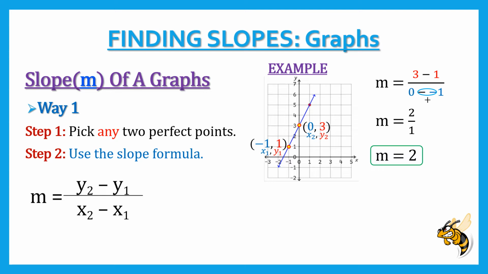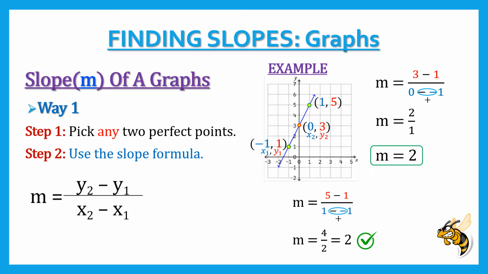Now let's investigate. Does it matter which two perfect points we use? Will we get the same answer? So this time I'm going to use 1, 5, and we're going to see if it will give us the same result, which is 2. So m is equal to 5 minus 1 over 1 minus -1. Those become a plus, so therefore it'll be 4 over 2, which is equal to 2.